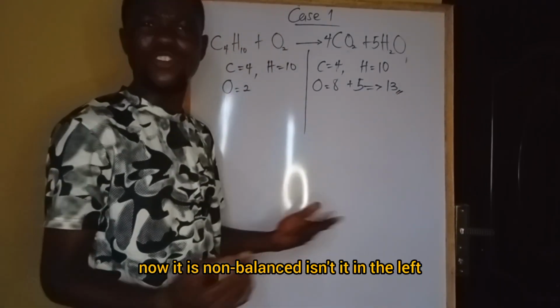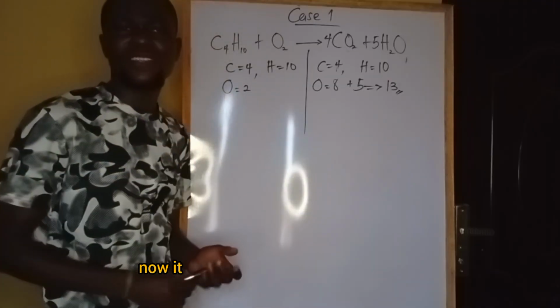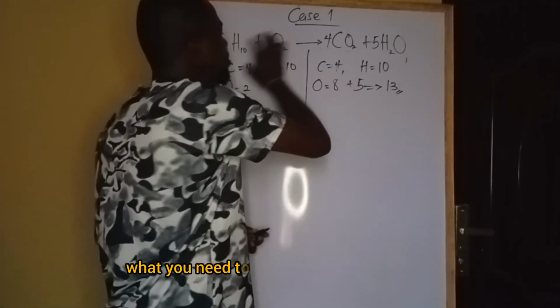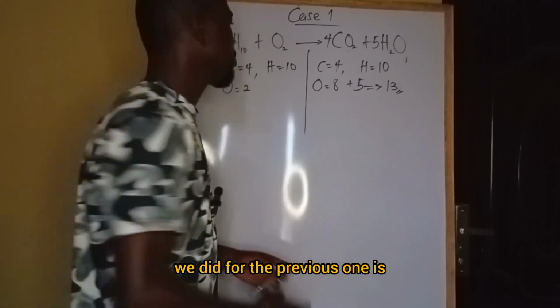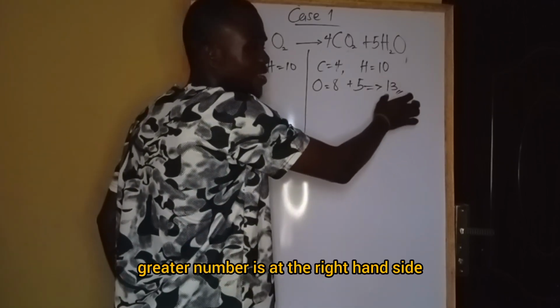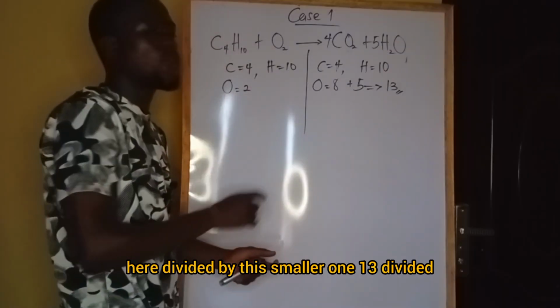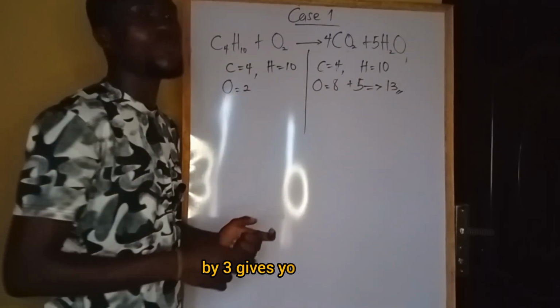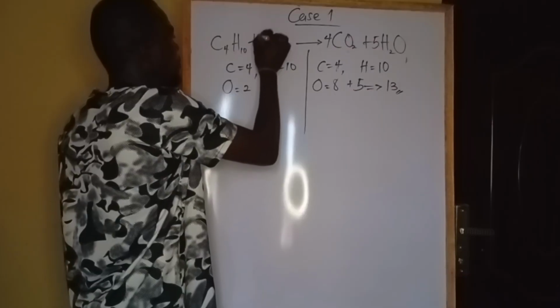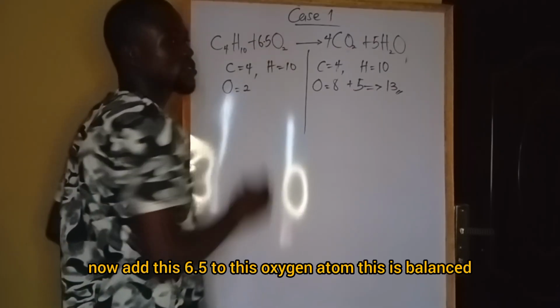Now, it is not balanced, isn't it? On the left hand side, we have just 2. So what you need to do now is the same thing we did for the previous one. The greater number is at the right hand side here. Divide it by this smaller one. 13 divided by 2 gives you 6.5. Now add this 6.5 to this oxygen atom.